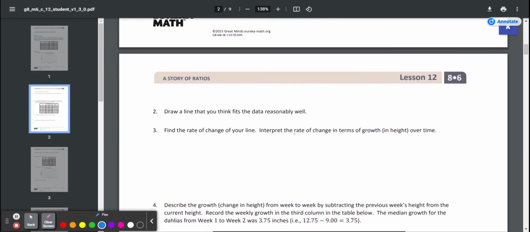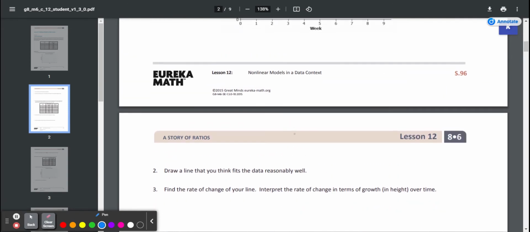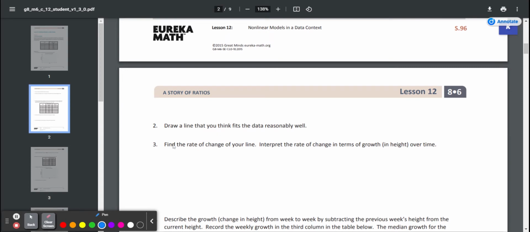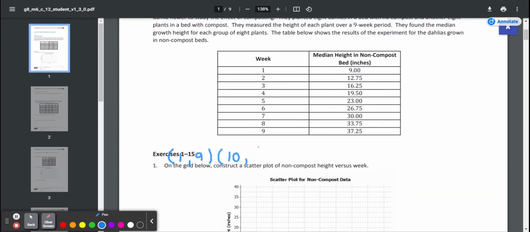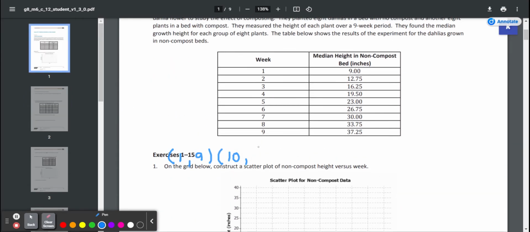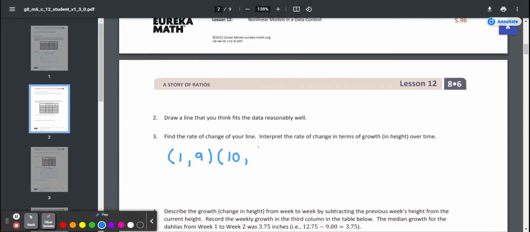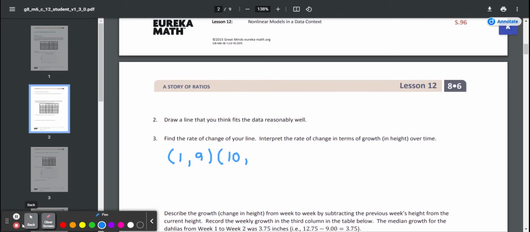So we did that, and then we want to find the rate of change. For the rate of change, I would have used the first and the last. My first point would be at 1 and 9, and my last point was at 10. I have to look at my data for that. 9 and 37.25.